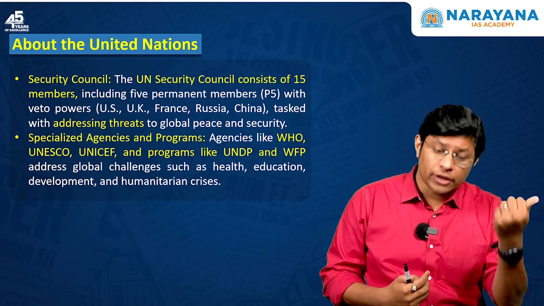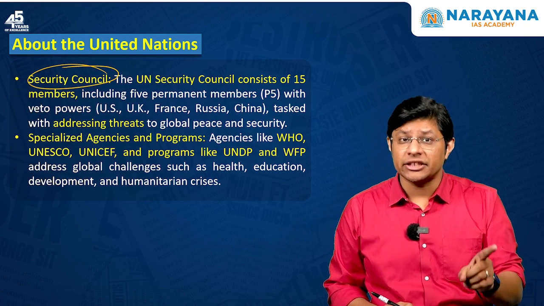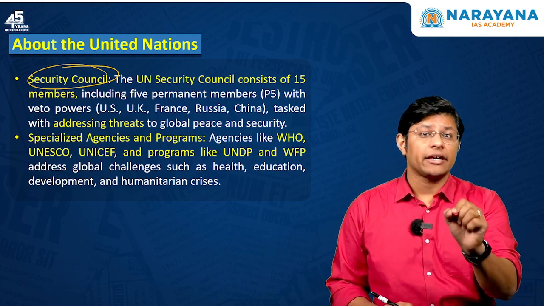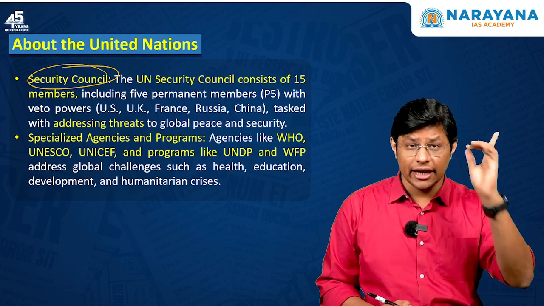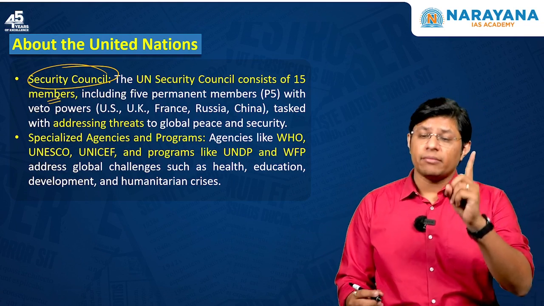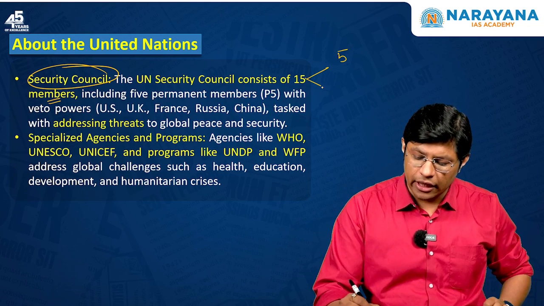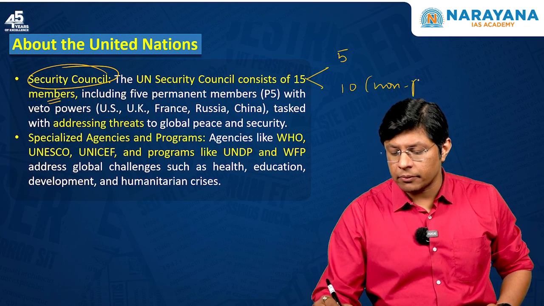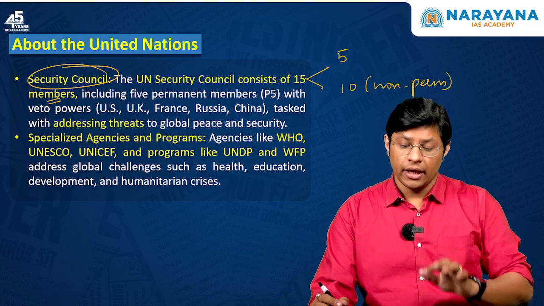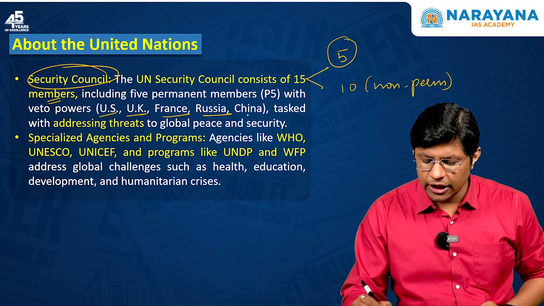Same with respect to the United Nations, it is the Security Council which is the most powerful body in the United Nations. Why? Because it has the power to take important decisions. Important decisions like to start a war, to attack a country. It has got that power. It has 15 members. Now, out of 15 members, 5 are permanent members. They will always be a part of the United Nations Security Council, and 10 are non-permanent members. So, if you get a question asking the number of members in UNSC, it is 15 and not 5. And who are these 5 permanent countries? US, UK, France, Russia and China.